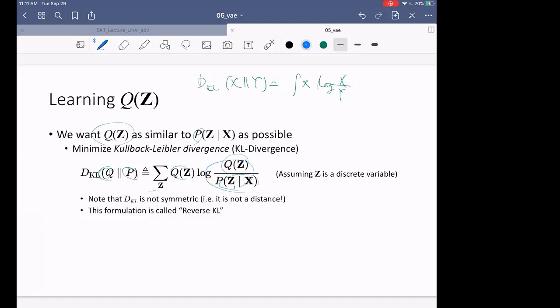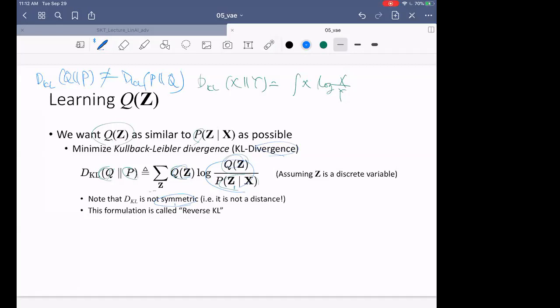And the thing to note is that DKL divergence is not symmetric. So DKL of Q, P is not the same thing as DKL of P, Q. I mean, you can tell from the equation that it can't be the same. So it's not a distance. Distance usually satisfies the triangle inequality and all that, and it must be symmetric and positive. Divergence is not distance. Divergence doesn't need to be a symmetric thing.